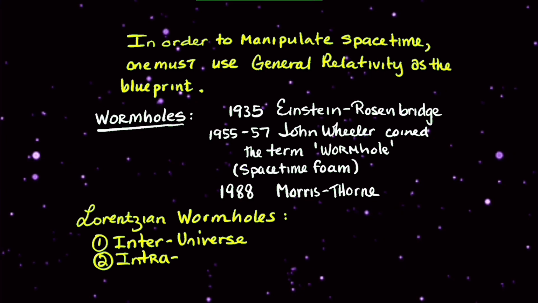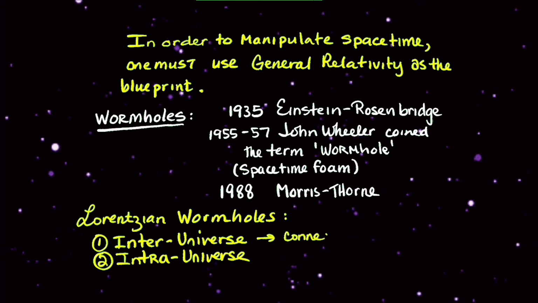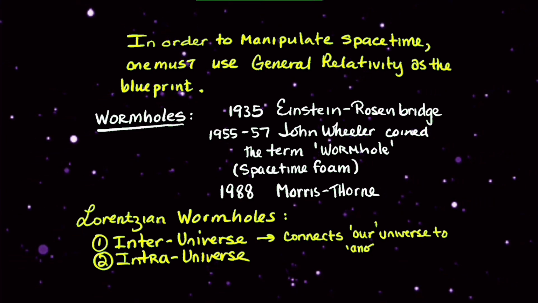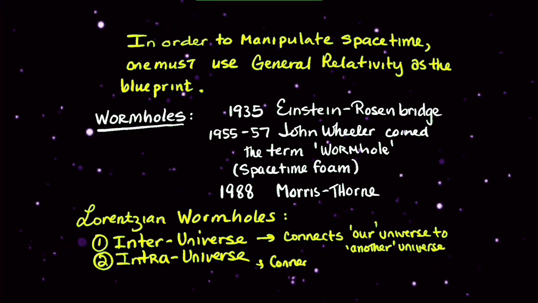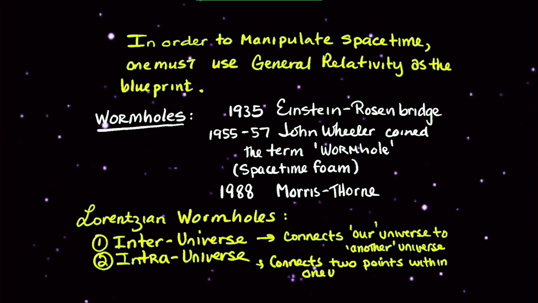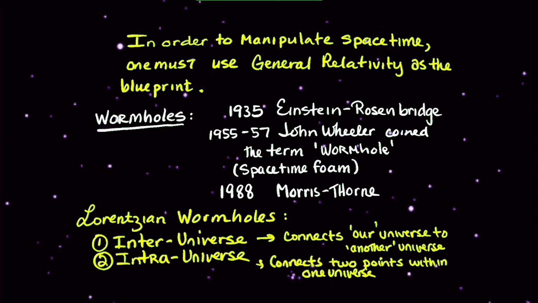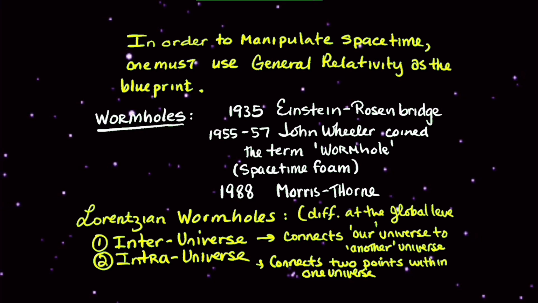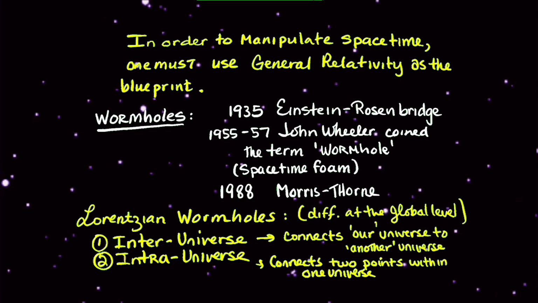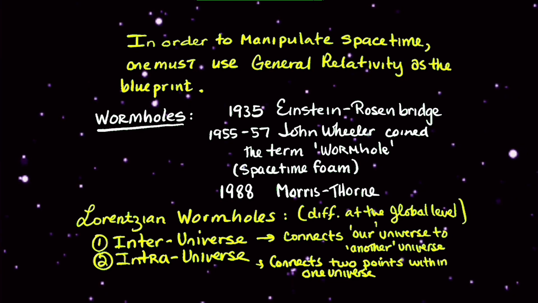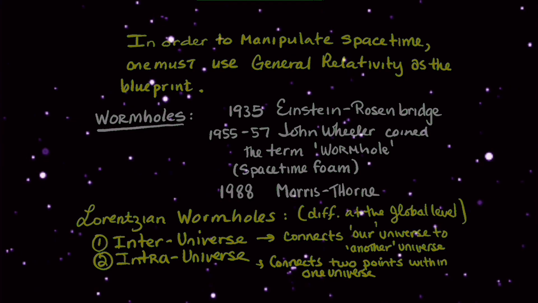In these considerations, we'll think about Lorentzian wormholes coming in two flavors: inter-universe and intra-universe. One connecting different parts of our universe, and another one connecting our universe to another. They differ at the global level. For now, we'll focus on the ones that connect distant regions in our universe.